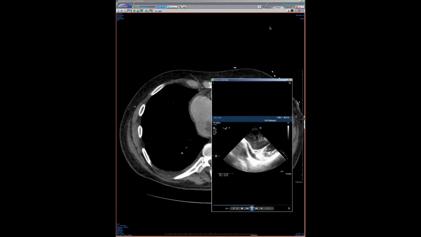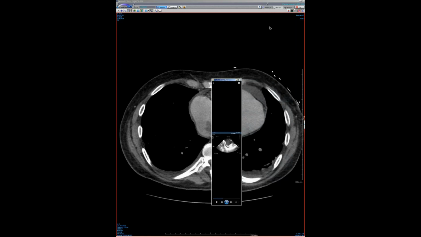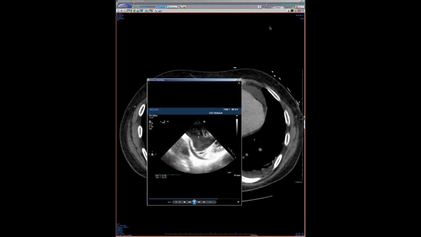Where'd that go? Darn it, where'd it go? Sorry. So this thing is definitely not a clot. And you can see it kind of bouncing around, very frond-like.